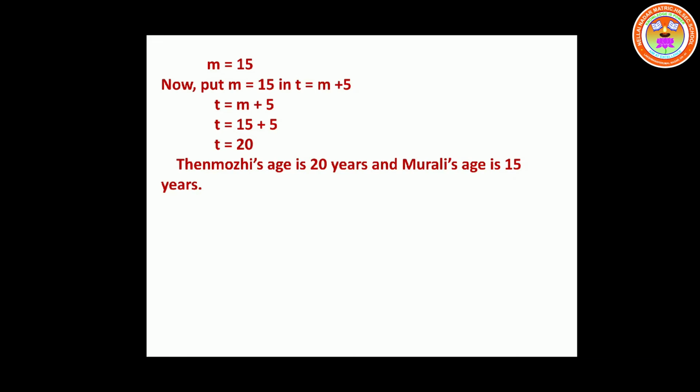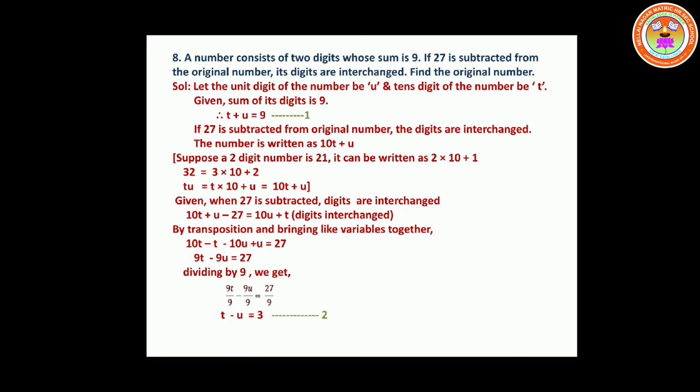Okay, next. A number consists of 2 digits whose sum is 9. If 27 is subtracted from the original number, its digits are interchanged. Find the original number.